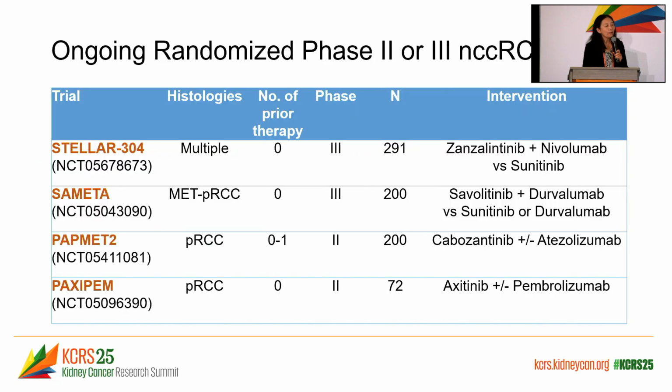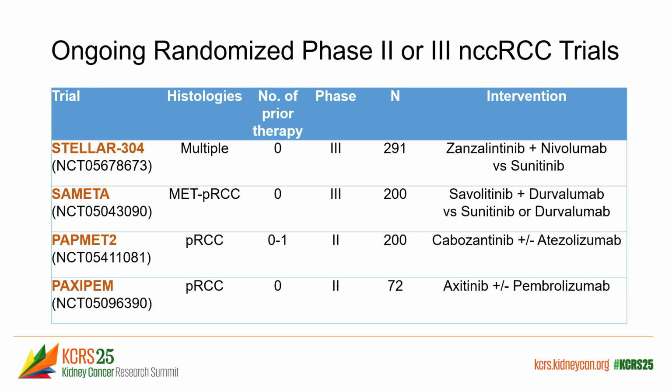Here, I also want to highlight a few ongoing randomized phase 2 or phase 3 studies. The STELLAR-304 is a phase 3 study which will include multiple histological subtypes. The other 3 studies, SUNNIFORECAST, PEP-MET2, and PAXMAM, only focus on papillary RCC. You will see all these randomized trials evaluate the combination of targeted therapy with immunotherapy. That's the current focus.